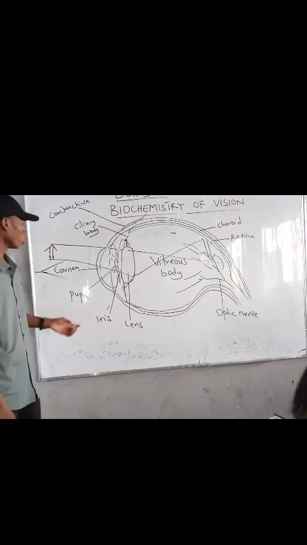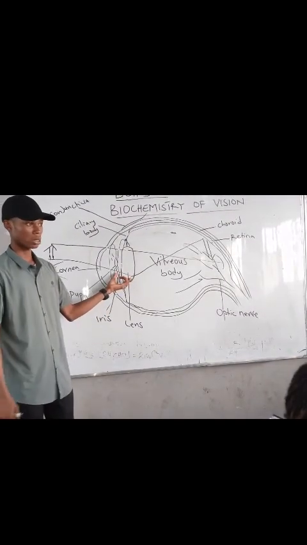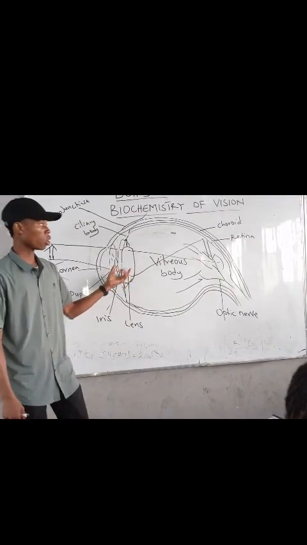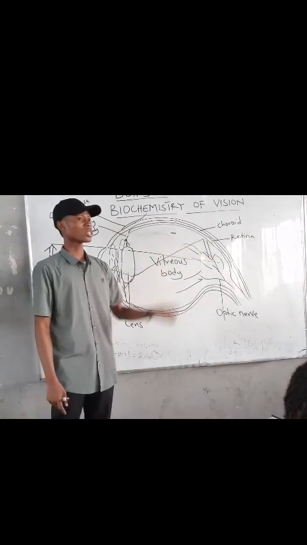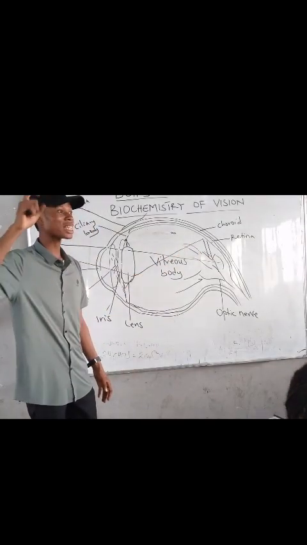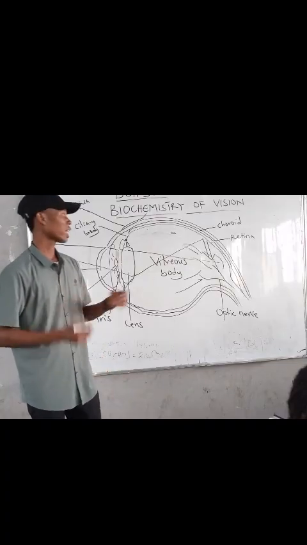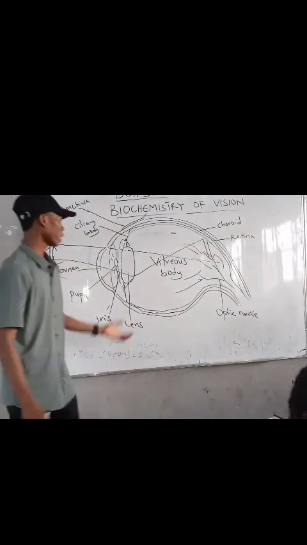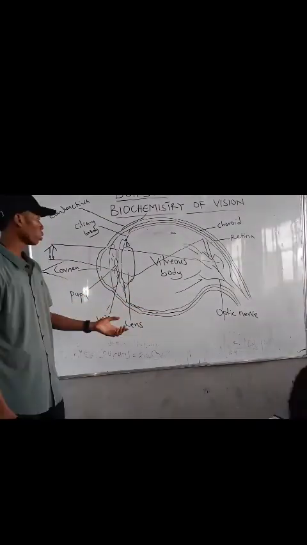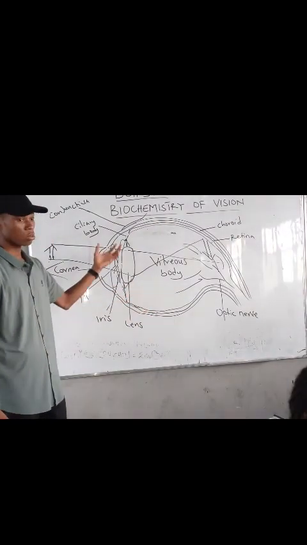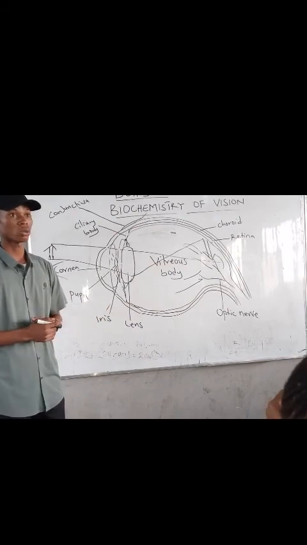And of the 6, I gave you the lens. What is the function of the lens? Refract light onto the retina. What is the retina? The light sensitive area of the eye, the one sensitive to light. And I gave you the vitreous humor, aqueous humor, the optic nerve, and the ciliary muscles. Any question on that? Can we continue?